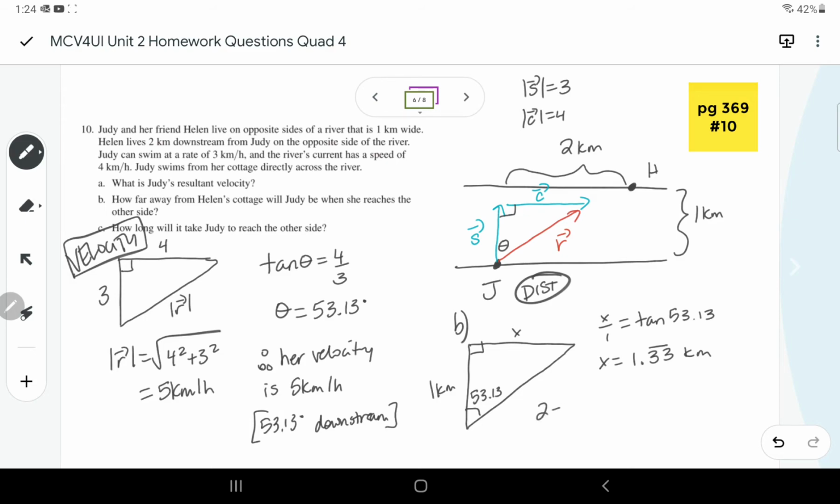So she still will need to walk a ways. So she'll have to walk 0.67 kilometers. So she'll land like here at 1.3 and she'll have to walk a little bit further. Okay.